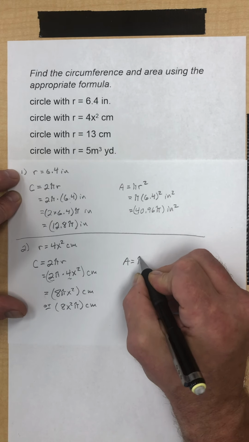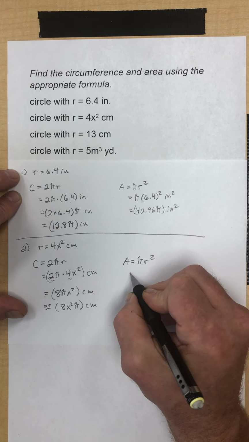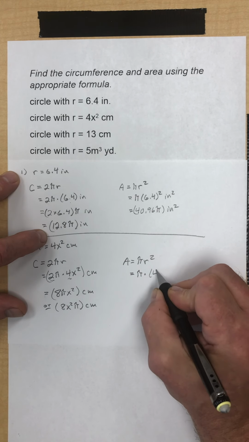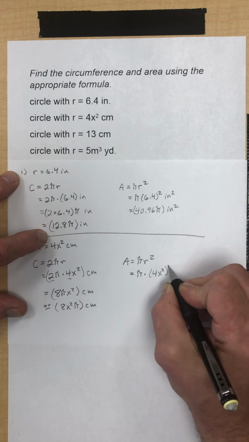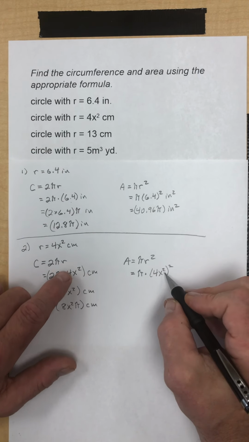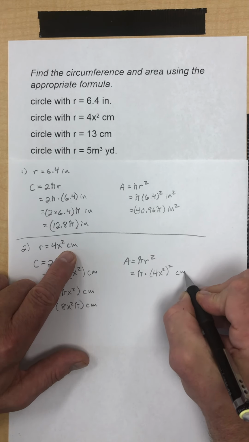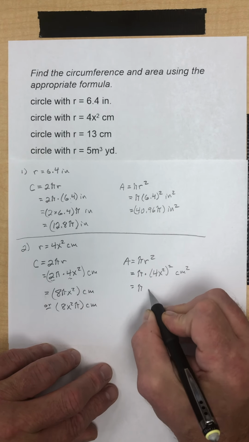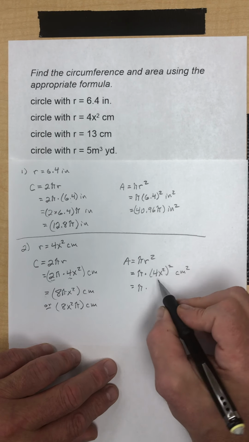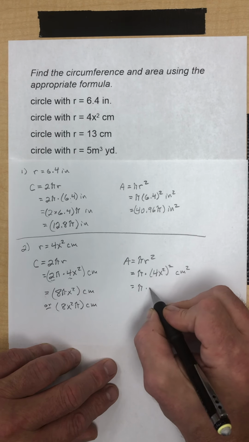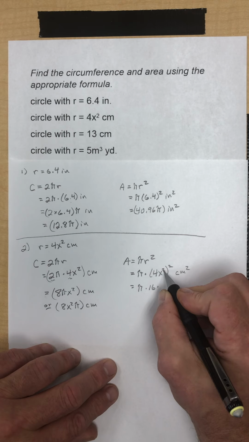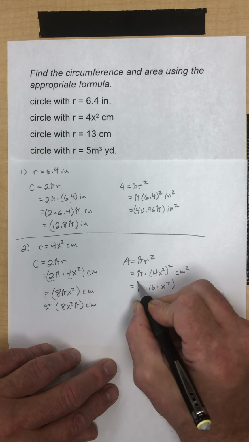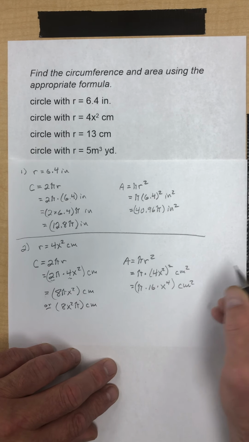Now let's do area. Remember, area is pi r squared. So we're going to get pi times the radius, which is 4x squared, and we have to square that whole thing. And remember, this is area, so it's squared units, so this would be squared centimeters. I got that pi out front. Now you have to square everything in here. When I square, 4 squared is 16, and x squared, when I square it, I get x to the 4th. And I have square centimeters.